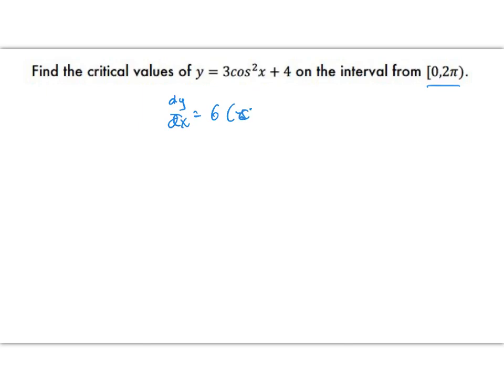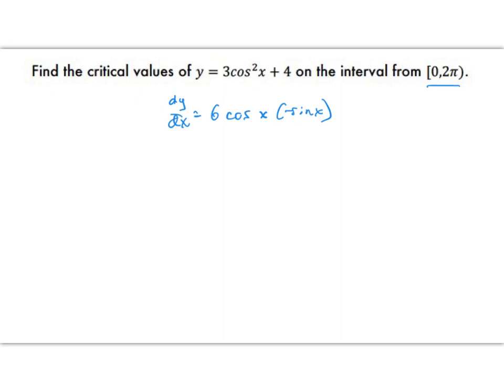Well, I better back up here because I'm getting all excited about using the chain rule and forgetting how to do it. So it looks like it's going to be 6 times the cosine of x, because you drop that power by 1. So 3 times 2 for 6, drop the power by 1. And then you have to multiply it by negative sine of x, which is the derivative of our inner function of cosine here.